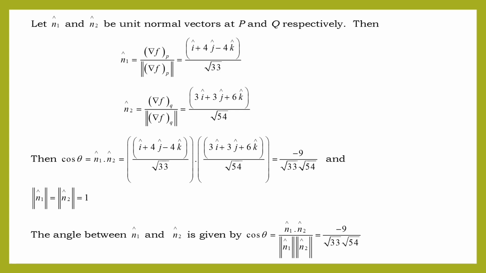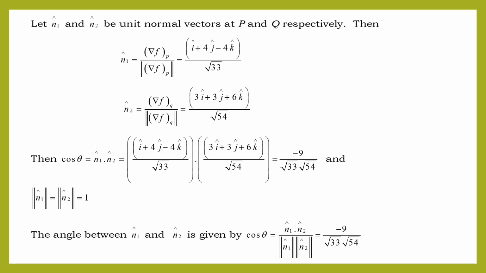Now n1 cap equals del f at P divided by norm del f at P, which equals i cap plus 4j cap minus 4k cap divided by root over 33. n2 cap equals del f at Q divided by norm del f at Q, which equals 3i cap plus 3j cap plus 6k cap divided by root over 54.